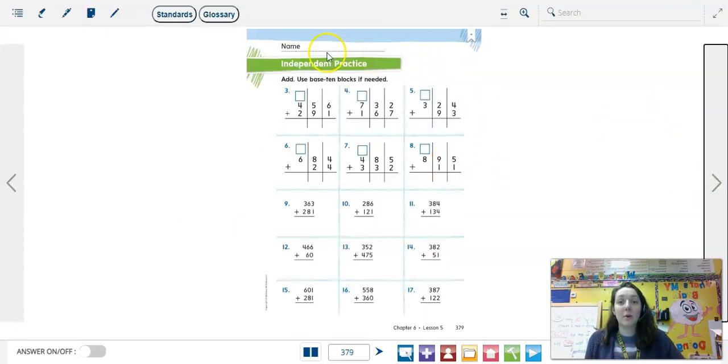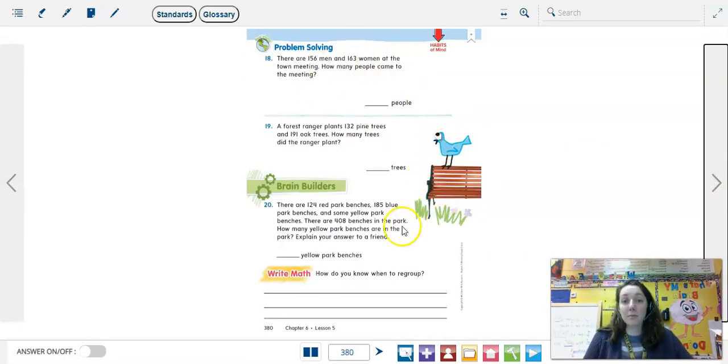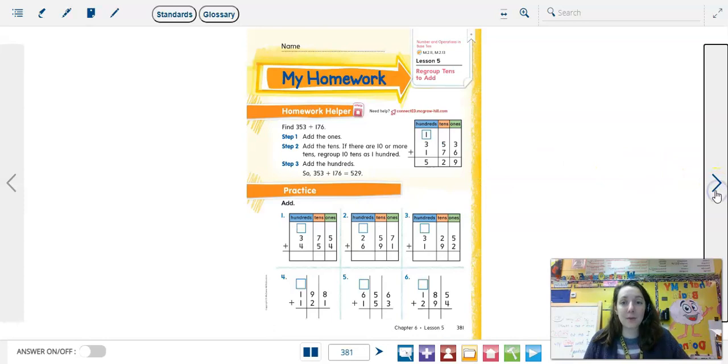All right, so I want you to practice that on this page. This is lots of really, really good practice. Up here, they have separated the columns for you. Down here, they haven't, but that doesn't change anything. You're always starting with that right side and moving to the left because you start with the ones and move to the hundreds. All right, and then of course you have your problem solving and brain builders where you have to read a bit and set up the problem yourself, which is also a really good skill.